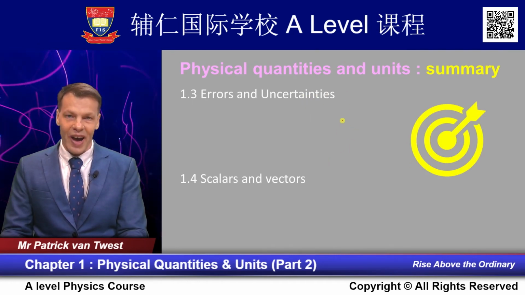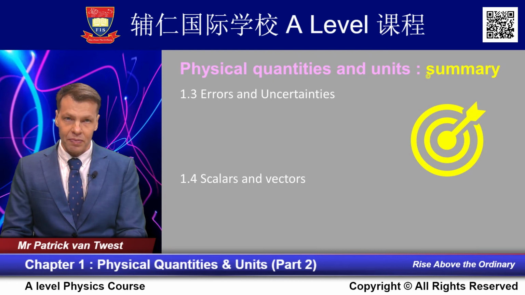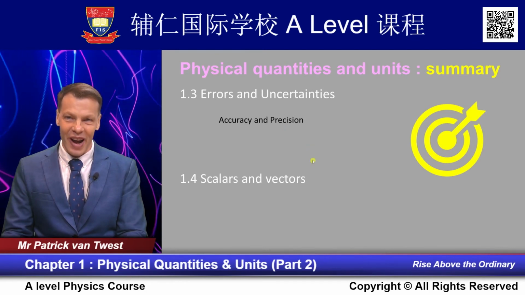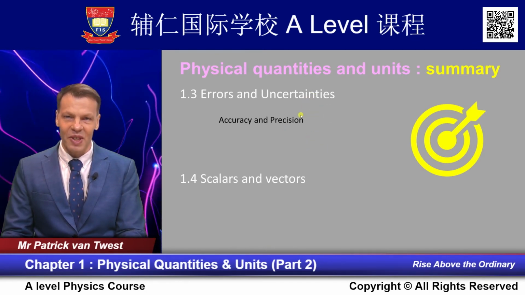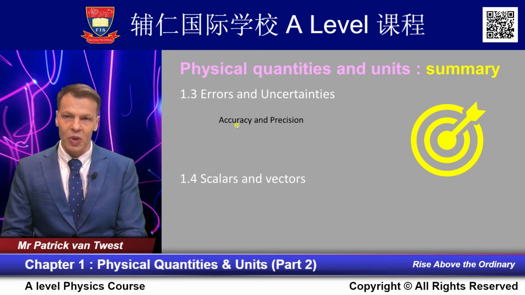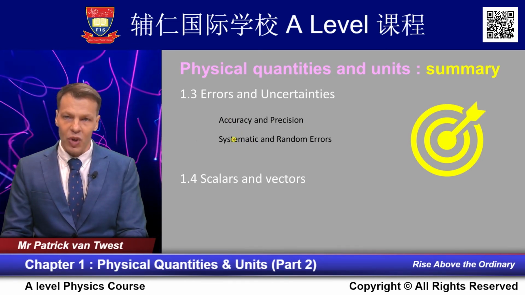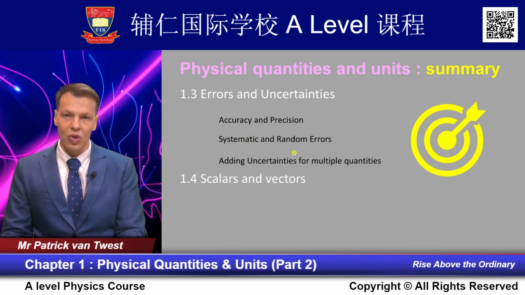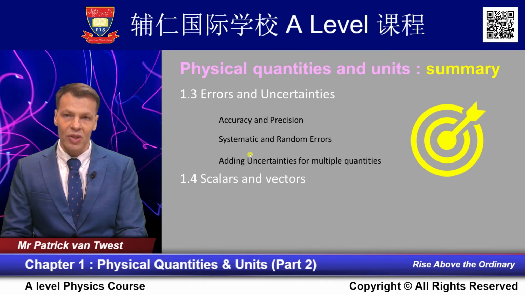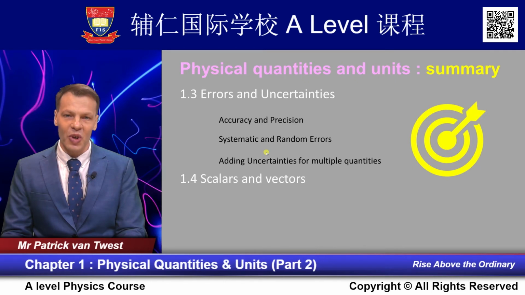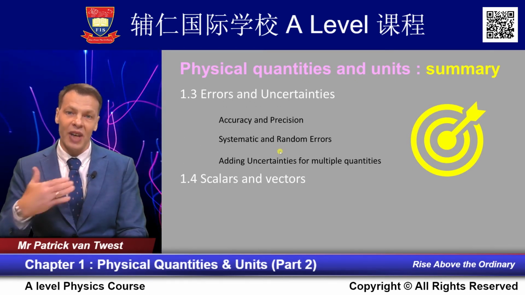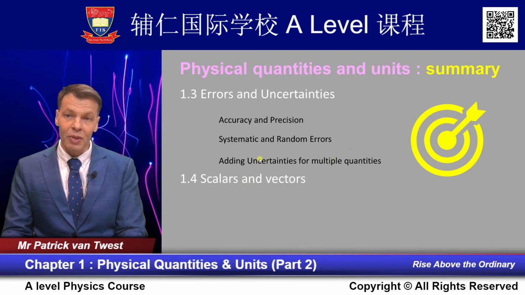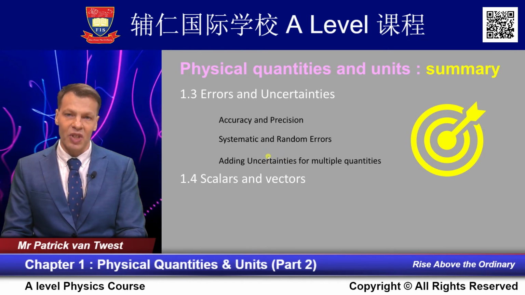Well, that's it for lesson 2, and that's it for the first topic of your course. Just a summary of today's lesson to refresh your memory. Scientists make errors, and they're not always 100% certain about everything they measure. So we looked at the difference between accuracy and precision, and the difference between systematic and random errors. Also, we looked at what you do with uncertainties: uncertainties always add. If you have more than one quantity, sometimes you'll have to add fractional uncertainties, sometimes the actual uncertainties.